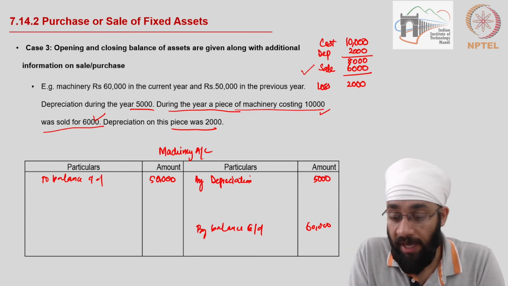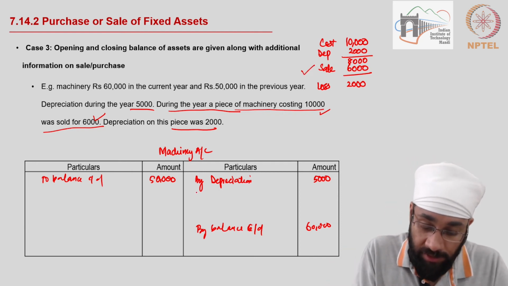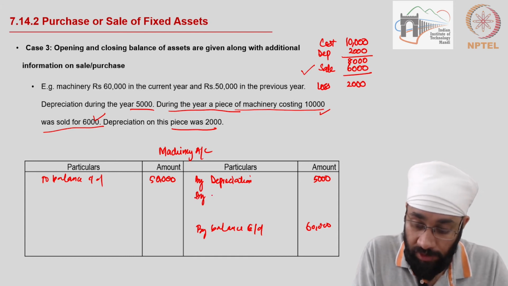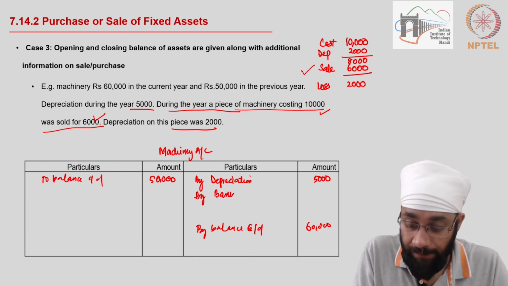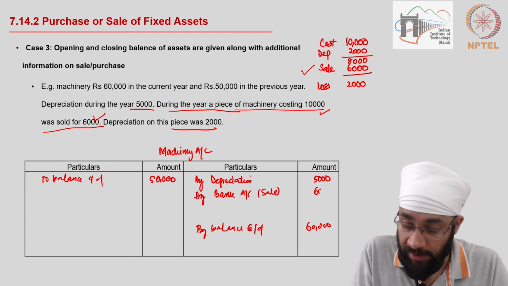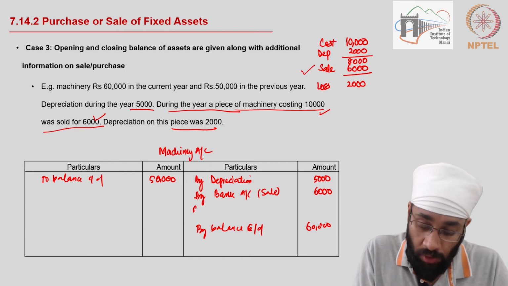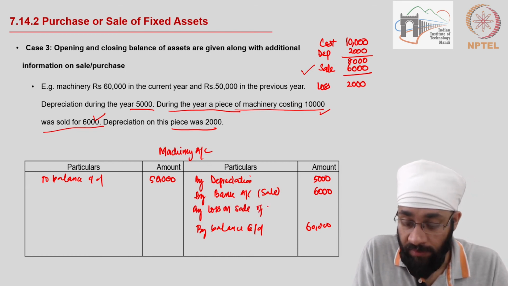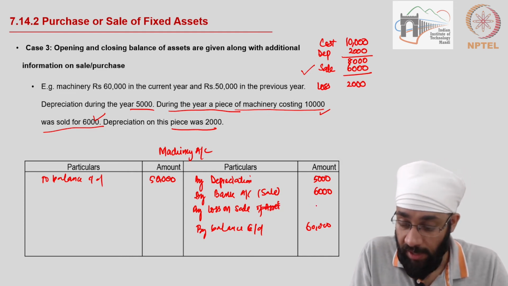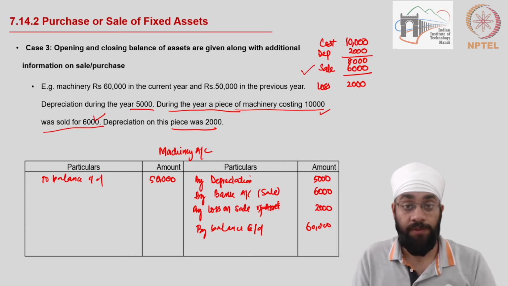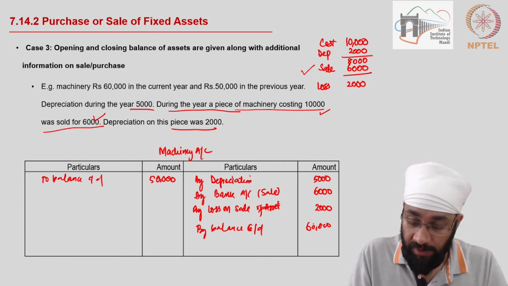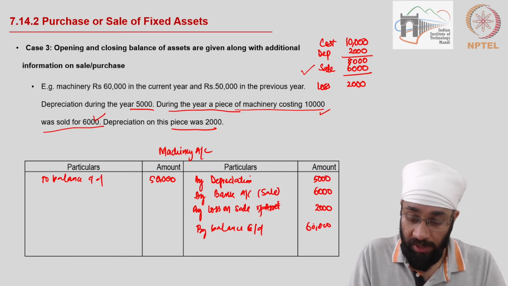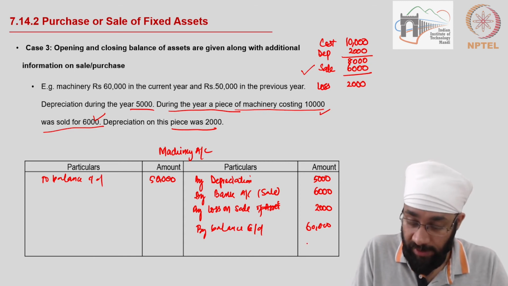If you sold the asset for 6,000, the journal entry, the posting, is going to be by bank account, and this is the sale of the asset. 6,000 comes in, but there is also a loss on sale of the asset. We don't have to write asset, just loss on sale, and this is 2,000. All right, now this information has to be posted here, and then you do the balances.